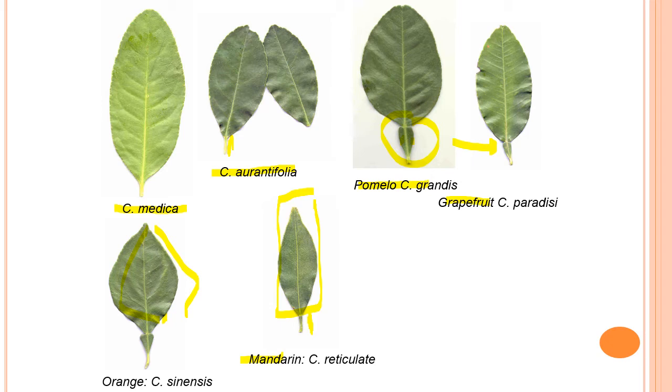The mandarin and lime, they look like the same in terms of appendages, but the shape of the leaf is very different. Of course, the orange is completely different. You can see it here, the shape of the leaf.